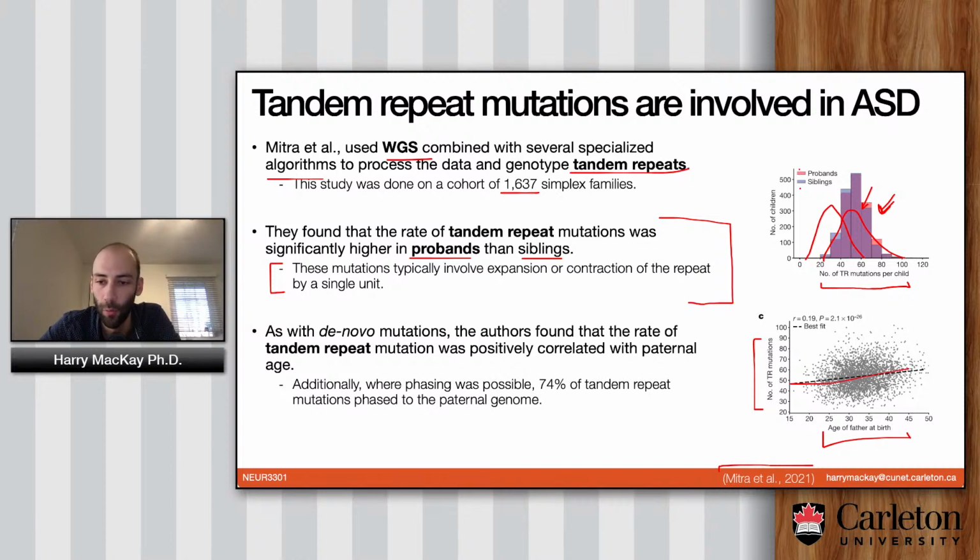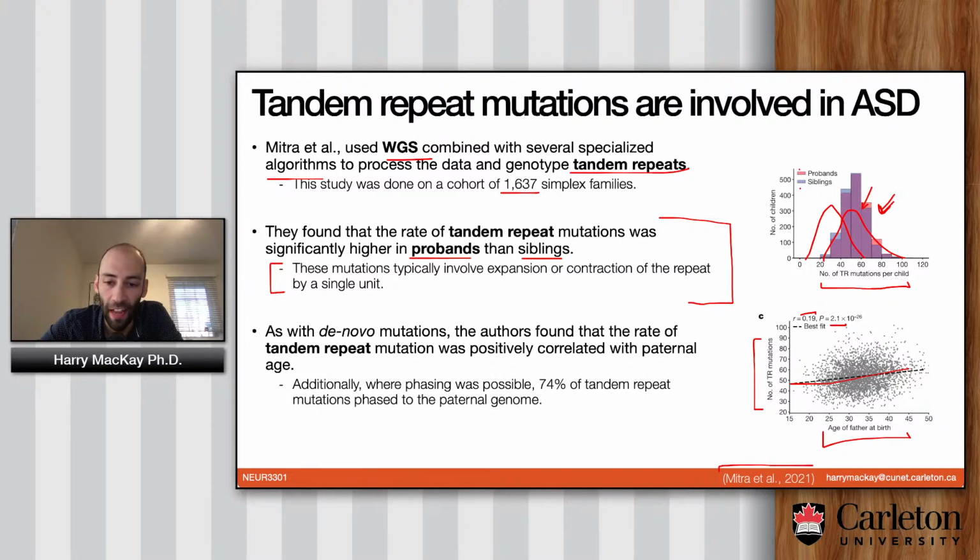It's not a particularly strong one. The correlation coefficient is 0.19, which is not earth-shattering or anything. But this is very significant, mainly just because there's a lot of people in the study. But anyway, there's a positive correlation here. So the rate of mutation is correlated with dad's age.